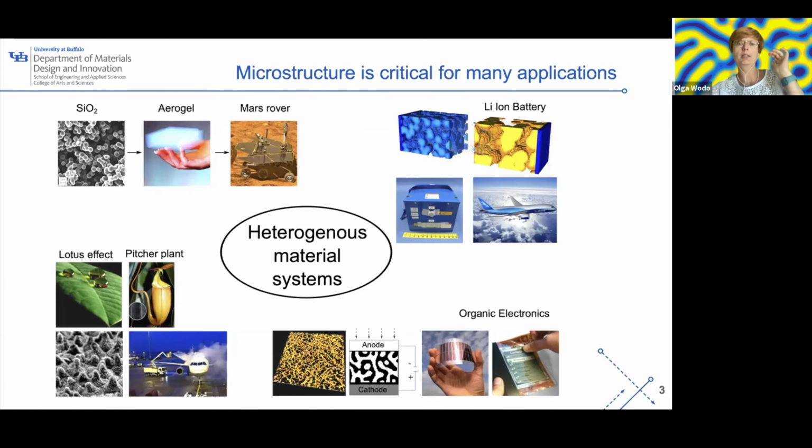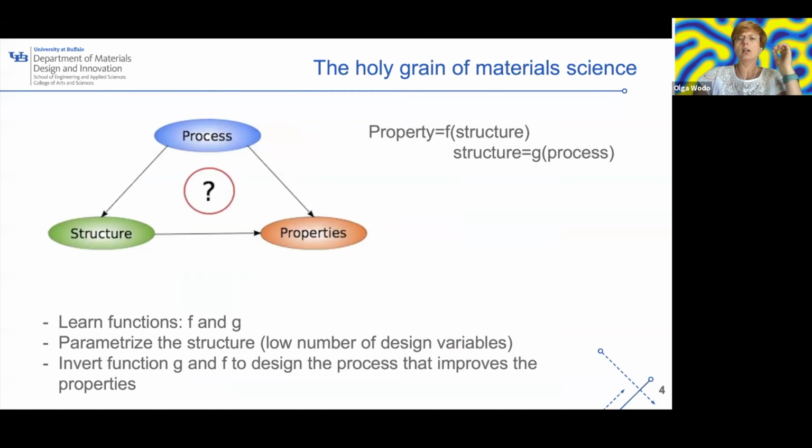Okay, but those are many applications. In general, the holy grail of material science is to link the process, because we need to know how to make those materials, right? So we would like to understand the function that links the property with the structure. Let's say the structure is this cork structure, and there's this waviness. We'd like to understand what this descriptor or feature of the structure is that controls the properties.